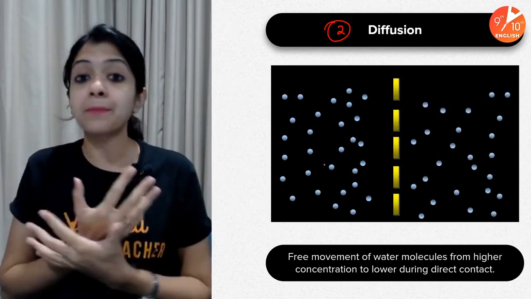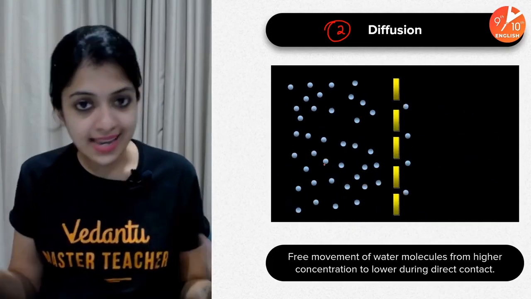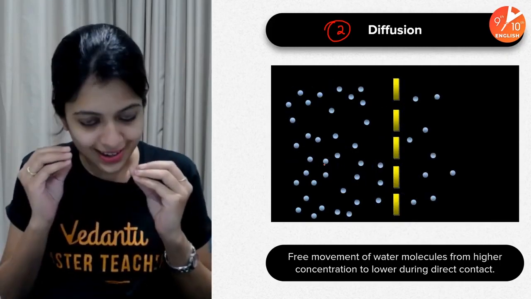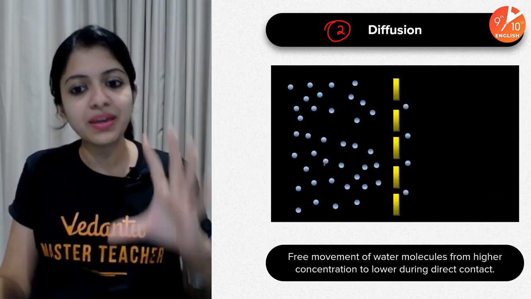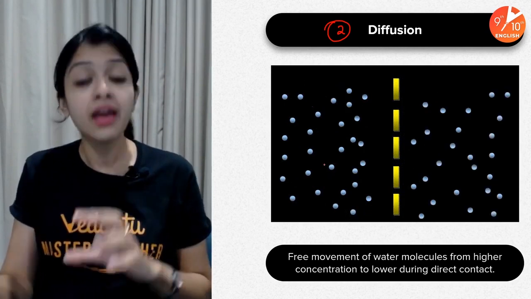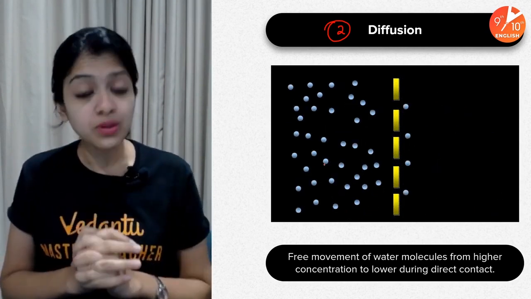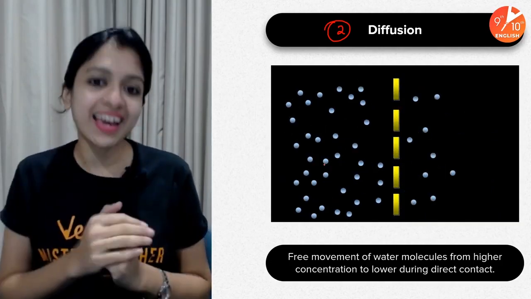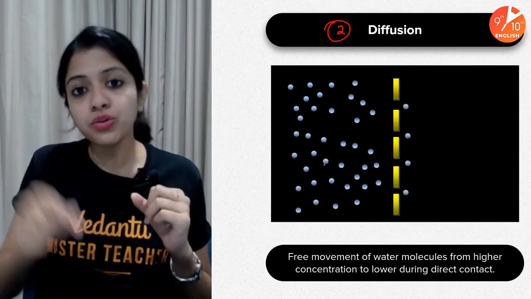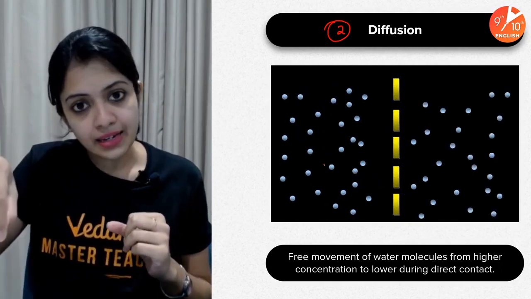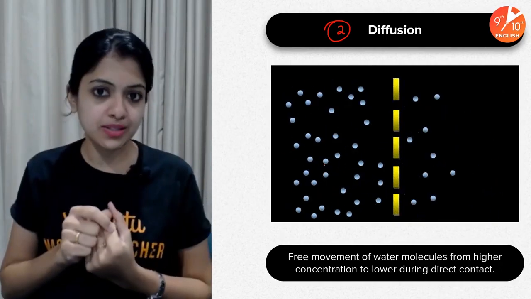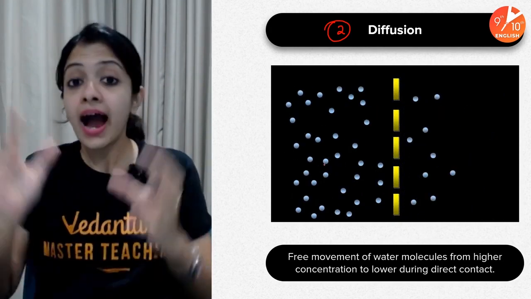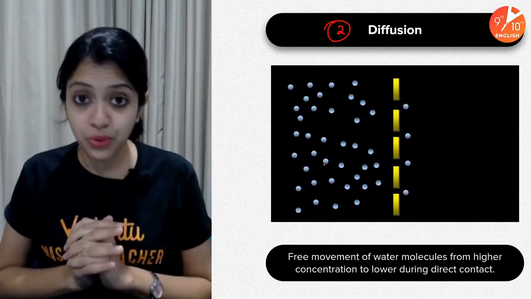But diffusion can happen in any medium, solid, liquid, gas, anything. So as far as plants are concerned, or in general, as far as the definition of diffusion is concerned, we can define it as you see in this representation: the free movement of water molecules from higher concentration to lower concentration during direct contact. In the example which I told you, contact between the ink molecules and the water molecules. The ink is spreading across and diffusing entirely until they become uniformly spread, right?